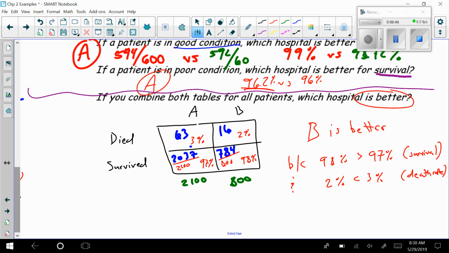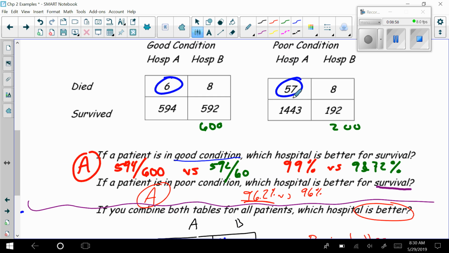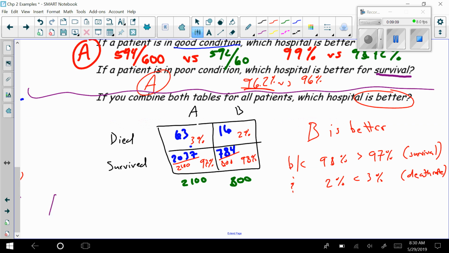But remember our first two questions, right? If a person's in good condition, we chose A. If a person was in poor condition, we chose A. Well, that's because here, when they have a bunch of these people in poor conditions, when I lump them together, they're all pushed together. Okay, it's not accounting for how many people were in that bad condition. All right, that, remember, is known as a lurking variable. Okay, which leads us into Simpson's paradox.